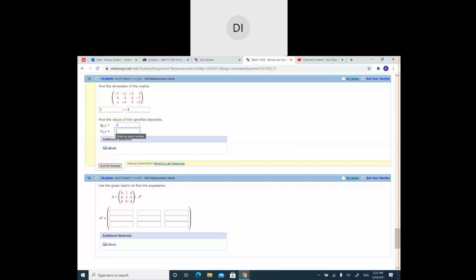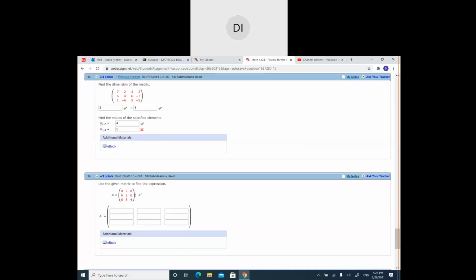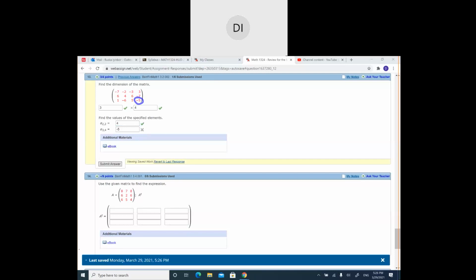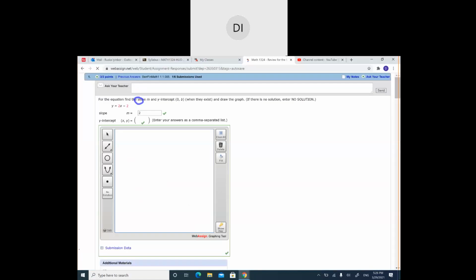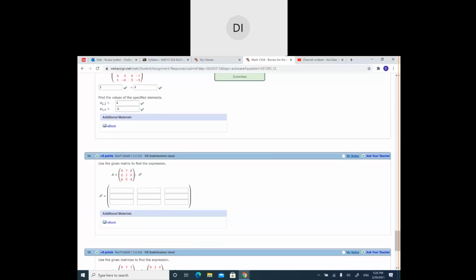And then the next one, oops, no, it's not. Oh, it's negative 5. I didn't see that negative in front. See the number down here. This number is negative 5. Okay? And let's submit that. Okay? That was right. And then we're going to go to number 14.